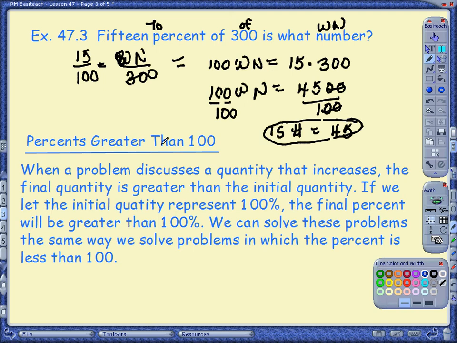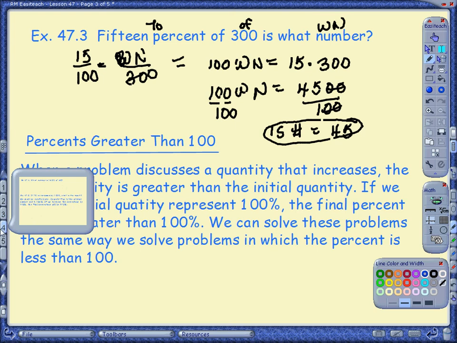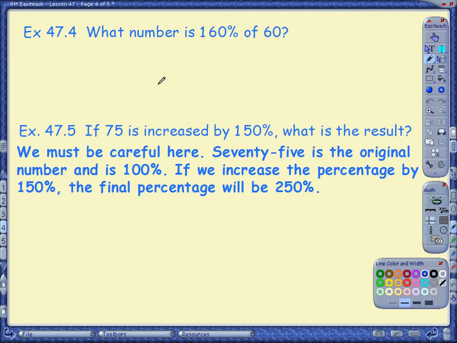Okay, for percents greater than 100, we have to be careful. When a problem discusses a quantity that increases, the final quantity is greater than the initial quantity. If we let the initial quantity represent 100%, the final percent will be greater than 100%. We can solve these problems the same way we solve problems in which the percent is less than 100. So here's our first problem.